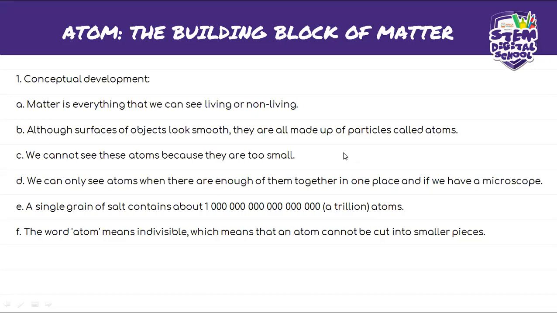Then the word atom means indivisible, which means that an atom cannot be cut into smaller pieces. So you see how the terminologies are coming into play here.